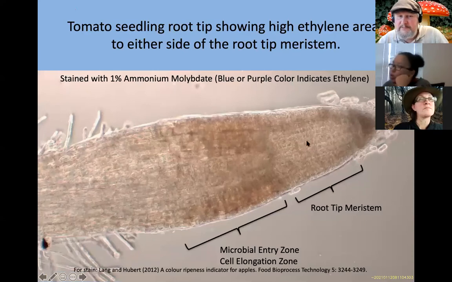But this actually shows that tomato seedling again, and it is stained for ethylene, a purple blue stain that you get. There are two places these microbes are going in. One is at the root cap, and you can see the purple out there at the root cap. And you can see this behind the meristem itself, this big area, this microbial entry zone. Well, that's also the cell elongation zone. Cells are elongating right in that zone.